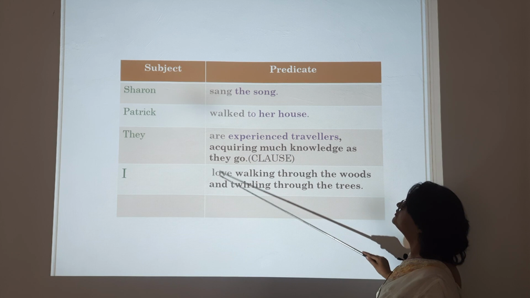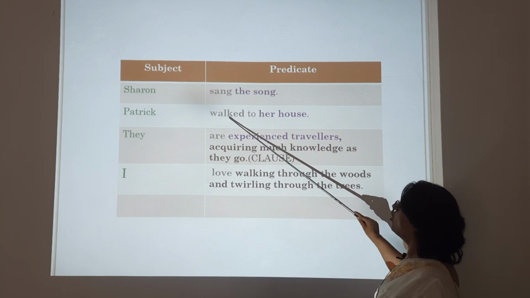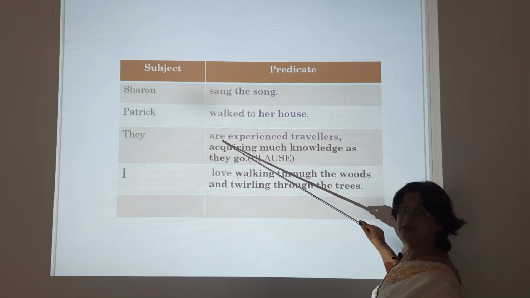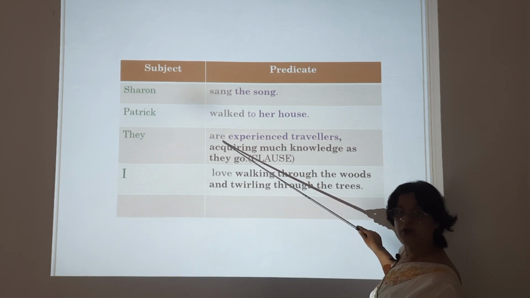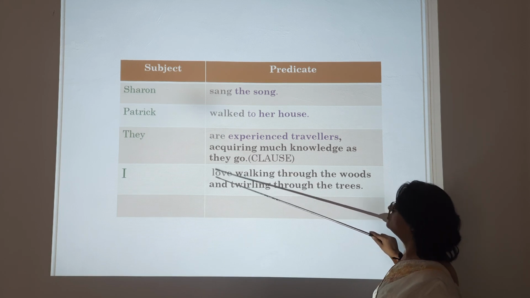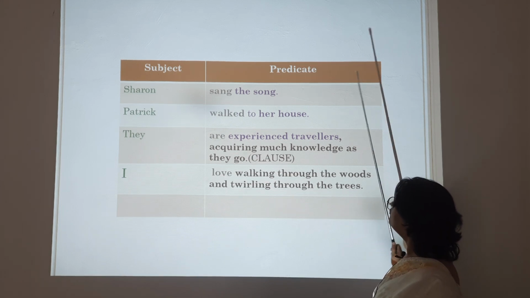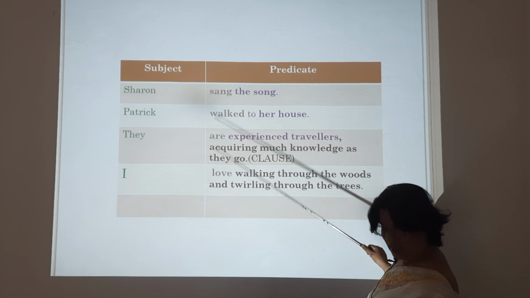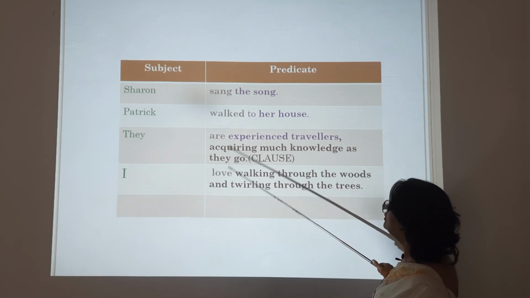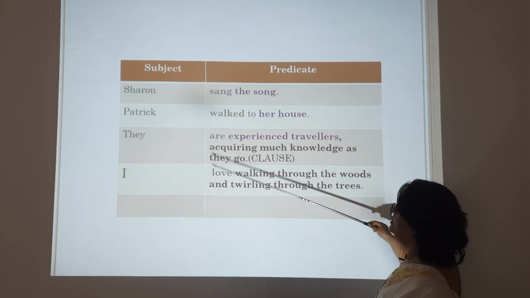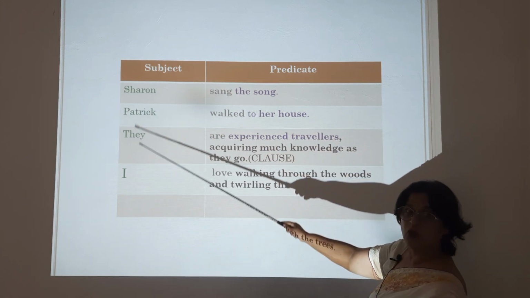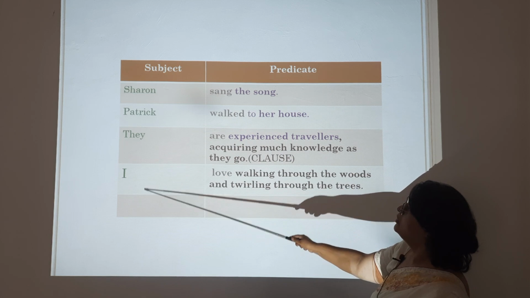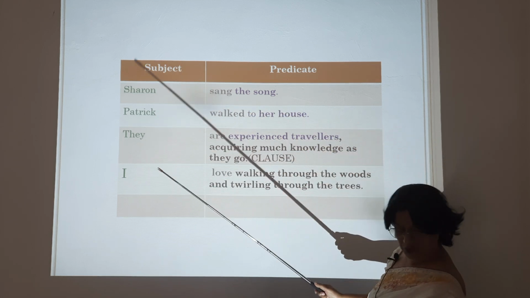Look at the verbs here. Sang, walked are action words. Here it is a state of being. I will be talking much more about the verbs in the next topic. And then I love walking through the woods and also twirling through the trees. These all become the predicate. However, the predicate is talking about only one person or whoever is in the subject.